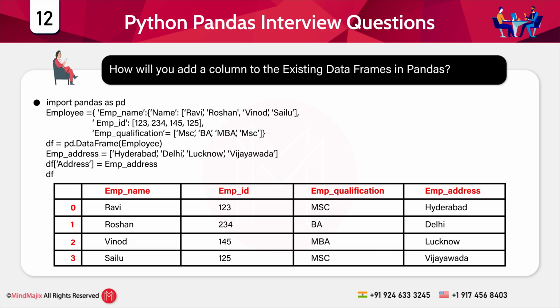So the output, as you can see over here, is employee name, employee ID, employee qualification, and employee address. Okay, so initially we had only these 3 columns in our data frame, and then the employee address is the separate column that we added in the next step. Okay, so this is how you add a column in the existing data frame in Pandas.